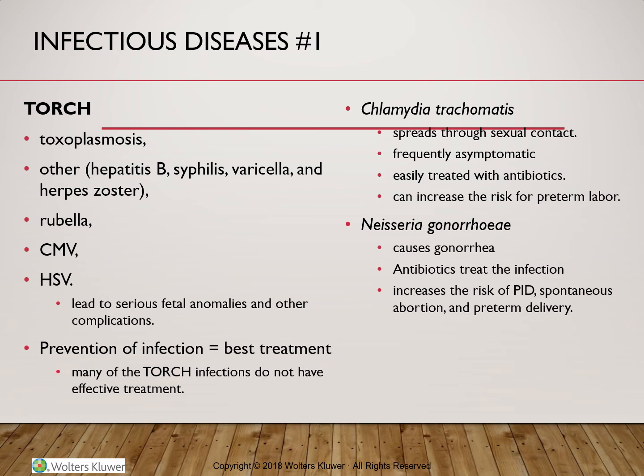Rubella, or the German measles, is a virus that causes a mild illness that usually occurs in adults and children.